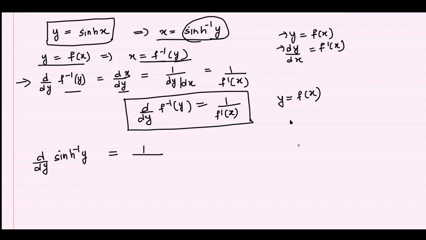What is f of x here? Here the function is sinh, the hyperbolic function. So this is nothing but d by dx of sinh x. Okay. f dash of x is dy by dx. So what is y here? Here the function is y equal to f of x, that is sinh x. sinh x is the function here. So we know that d by dx of sinh x is cosh x. So this implies that the derivative of sinh inverse of y is 1 by cosh x.